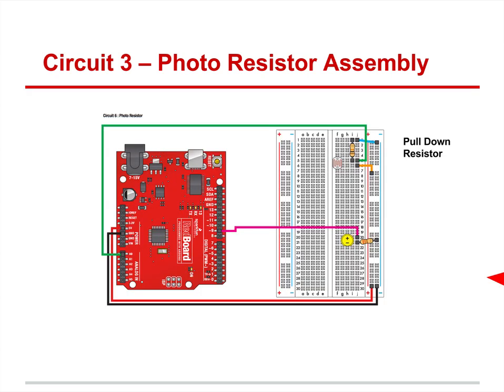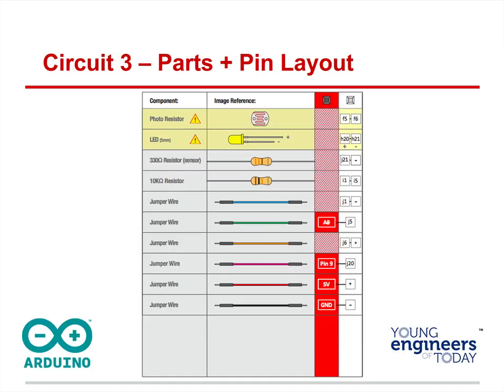Okay, you've put it together. I want to point this out to you. This is a pull-down resistor over to the side. We'll come back to that in the future. But notice we have our light-dependent resistor, our photoresistor, up here, and we have an LED down here.